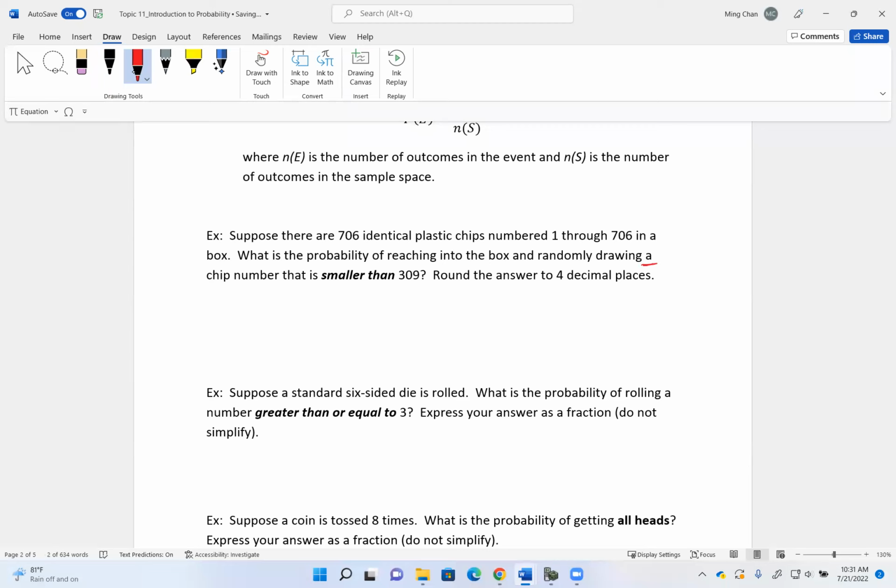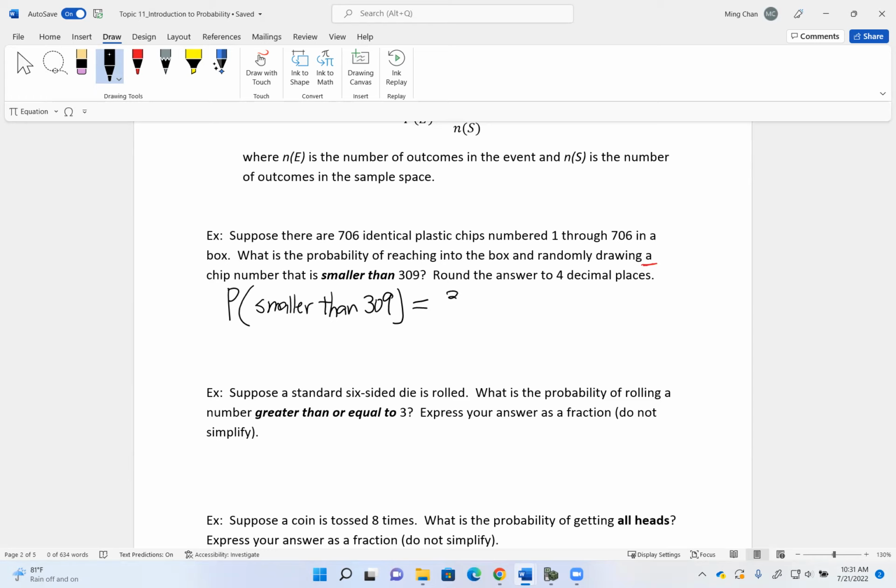And that number is smaller than 309. Okay, so my event is drawing a number that is smaller than 309. So I'm going to write it out. The probability of smaller than 309. Well, smaller than 309 means that 309 is not one of the chips you want to draw.